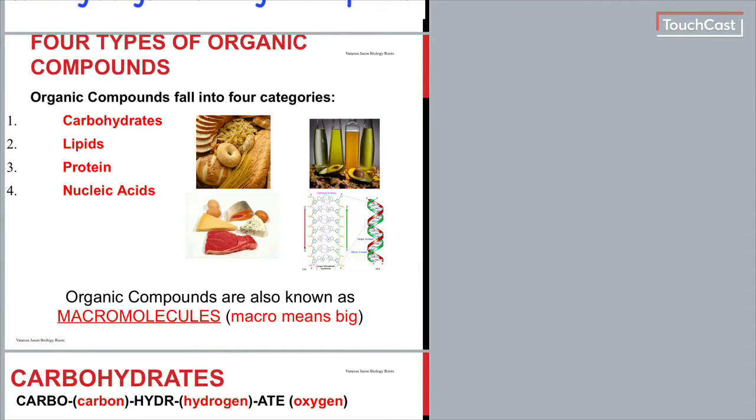All organic compounds can be broken into 4 different categories: carbohydrates, lipids, protein, and nucleic acids. Organic compounds are also known as macromolecules. Macro means big, so these are the bigger molecules within our foods.